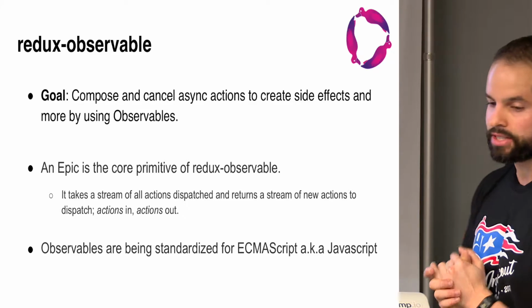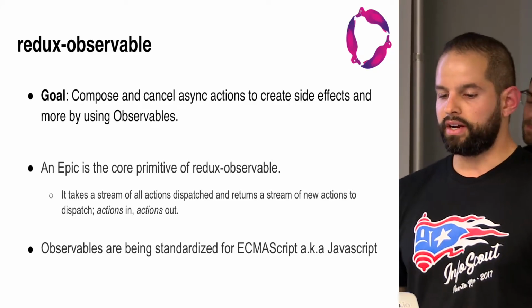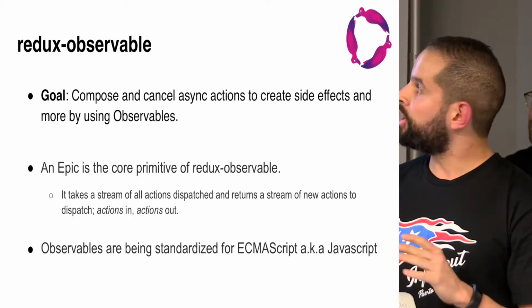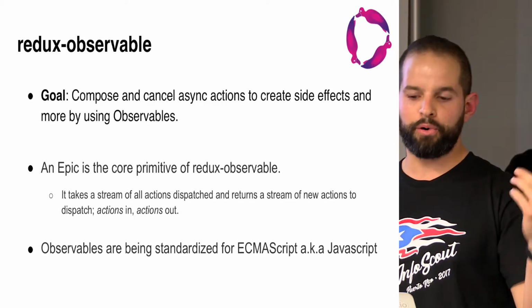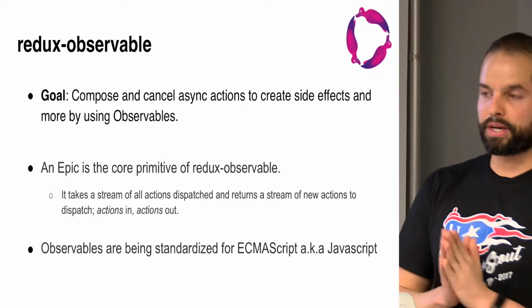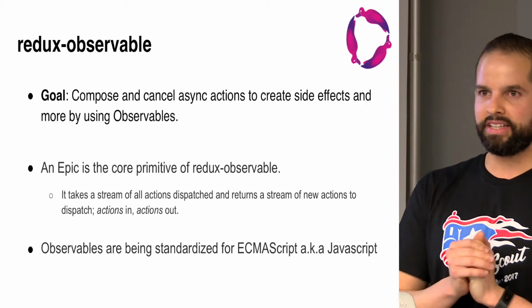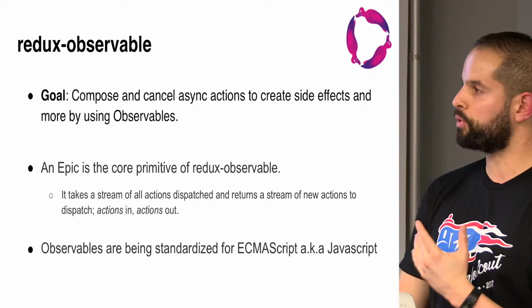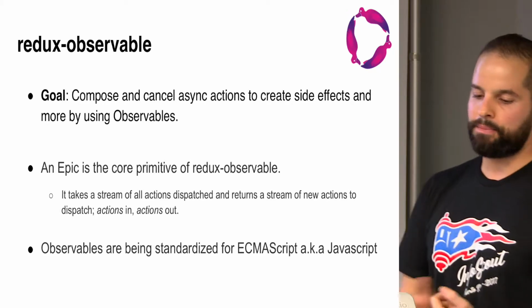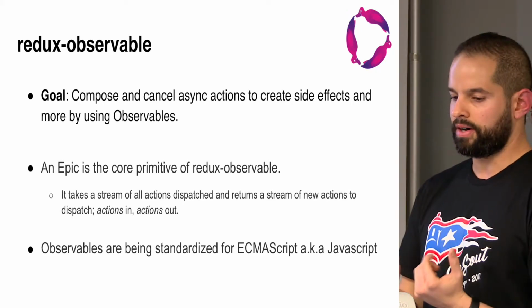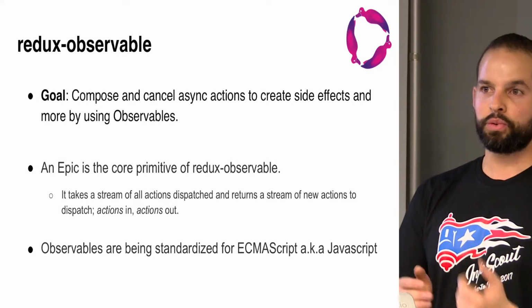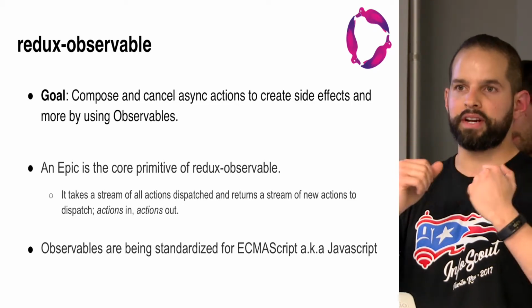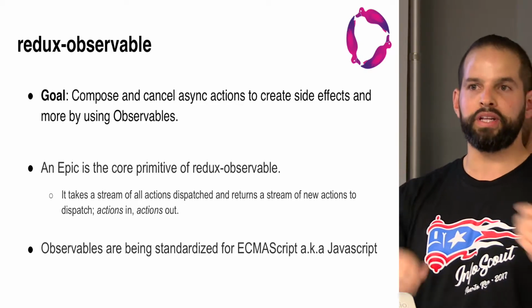The third option is Redux Observable. The goal of this one is to compose and cancel async actions, creating side effects and more, using observables. Observables are based on RxJS, a library for reactive programming. This approach is more functional. The main component for observables is an epic. So we'll create an epic, and in that epic there is a stream of objects. So it's like an array, but with a time dimension.